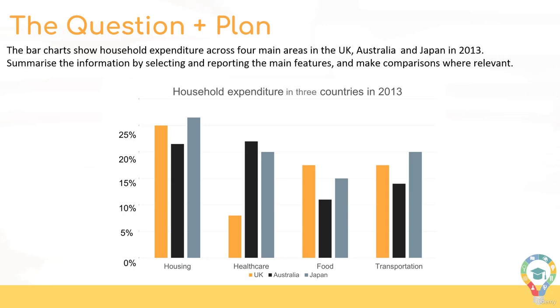The bar charts show household expenditure across four main areas in the UK, Australia and Japan in 2013. Summarise the information by selecting and reporting the main features and make comparisons where relevant. Okay, so that is our question and now it's time to take a look at the visual information that we have.